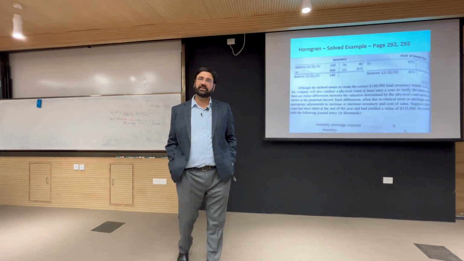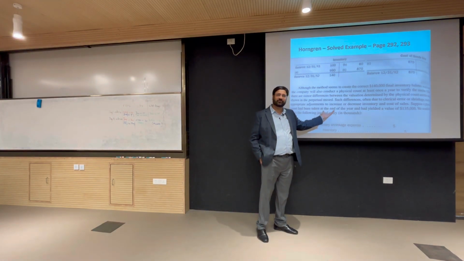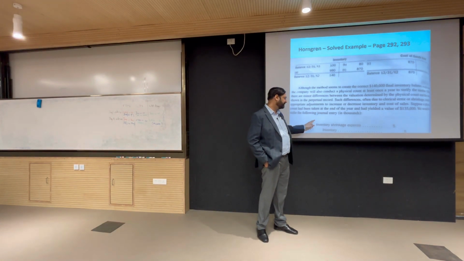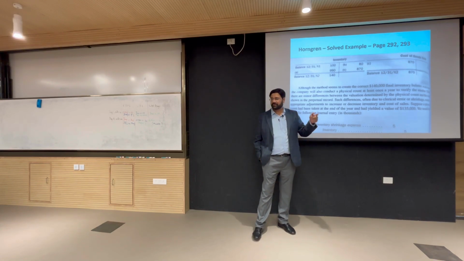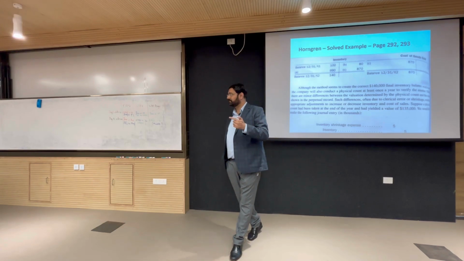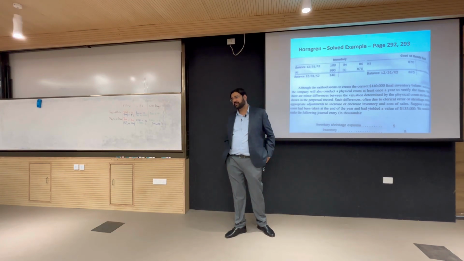A loss has to be recorded, right? What we will call inventory shrinkage cost or inventory shrinkage expense, whatever, 5, and the inventory account is credited. Why? Because the cost of inventory will go down from 140 to 135, so the inventory account is credited. This is simple, right? Next.